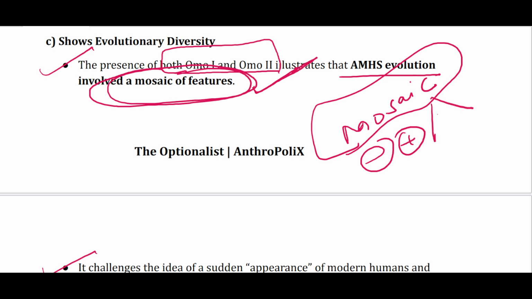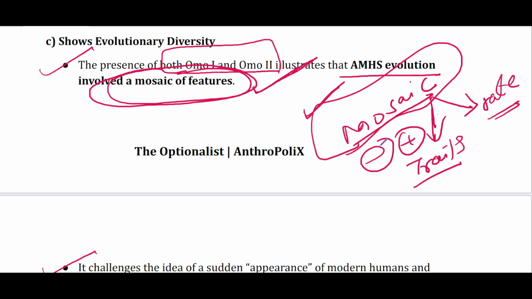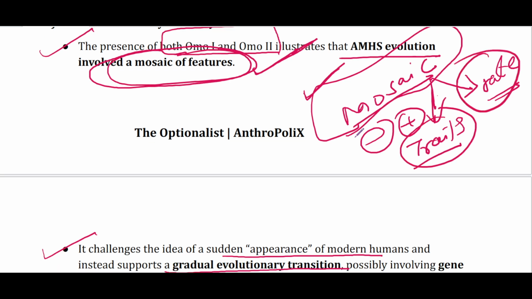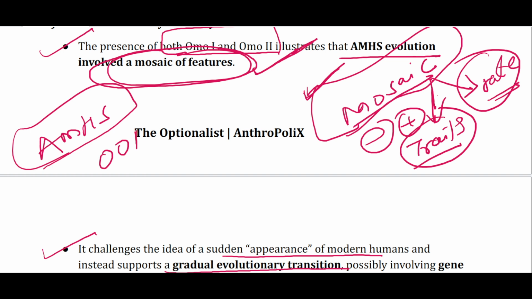So in short, you can see this in two ways. First, there are physical traits, and then there is a talk about traits. The idea of having mosaic traits suggests that traits are developing at different rates. And here, when we take AMHS and the out of Africa hypothesis into account, it suggests first that the entire Homo sapiens population did not evolve together. There were many transitional pieces. There were many transitional specimens, transitional organisms.